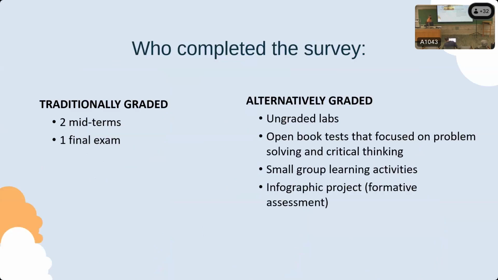Who completed the survey? So I teach in human kinetics and recreation. I should have told you that. So we picked two senior year classes, so fourth year classes. One was traditionally graded. This was an advanced exercise physiology class, not that it matters. And the assessment was two midterms and a final exam.